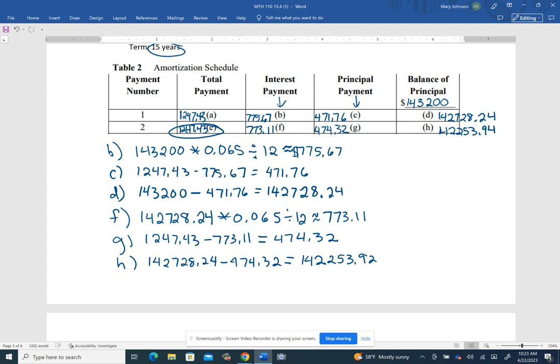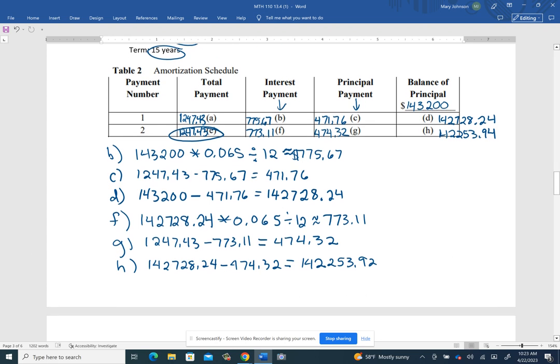Okay. So the amortization schedule, the repayment schedule, would keep doing this. And if it's 15 years, you would be making 15 times 12, you would be making 180 payments. So it would have 180 lines, and there at the bottom right, you want to keep going until the balance is zero.